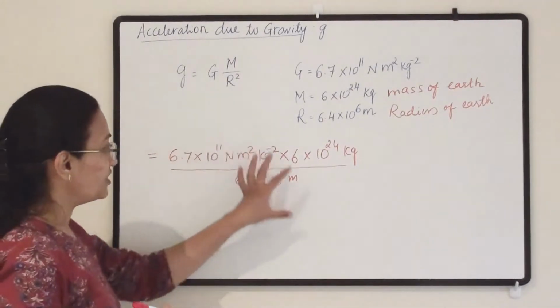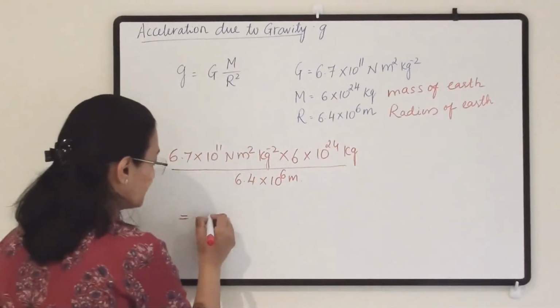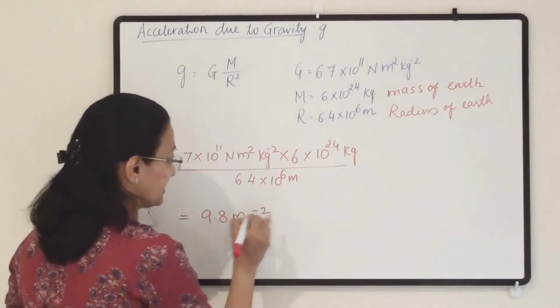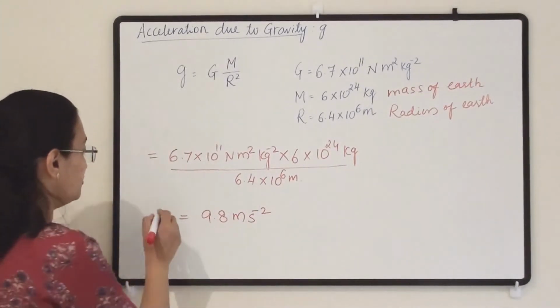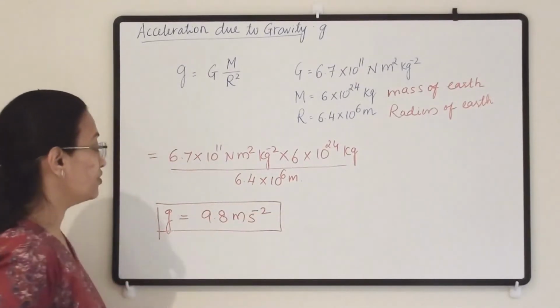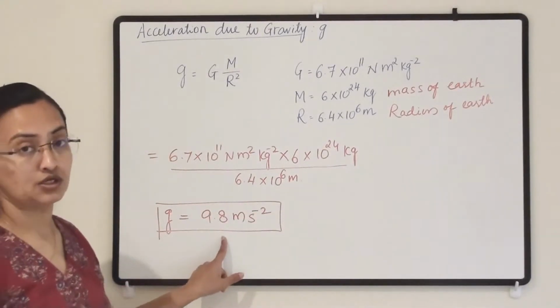Now when we solve this, we will get 9.8 meter per second square. So this is the value for g. This is the value for g, and we are going to use it in each and every numerical.